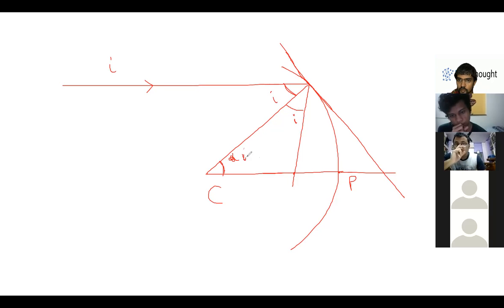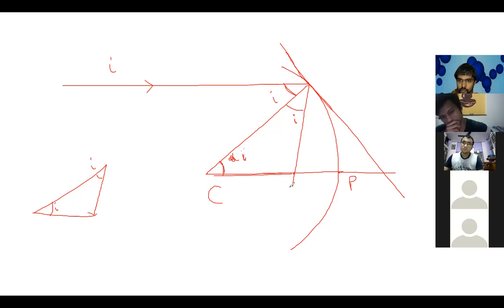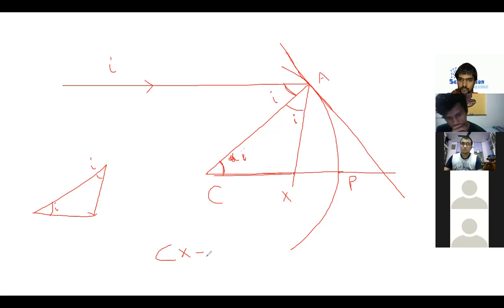Now, if these two angles are equal, what can I conclude? If these two angles are I, what kind of a triangle is it? Isosceles, right? And if it's isosceles, this side and this side are equal. Let me call this some x. So I say Cx is equal to Ax. Now I would like to find the relationship between Ax and Px.